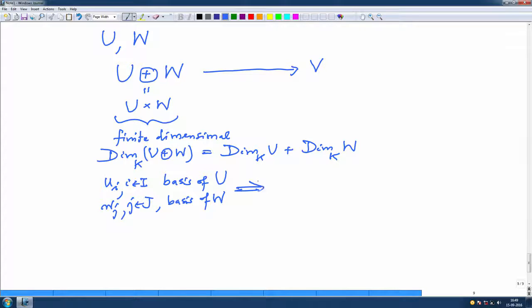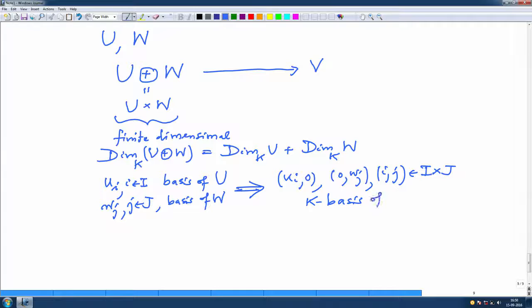then it is very easy to see that (Ui, 0) and (0, Wj), with i comma j varying in I cross J, is a k basis of U cross W. This is very simple checking. In particular, the dimension of the direct sum equals the sum of the dimensions.